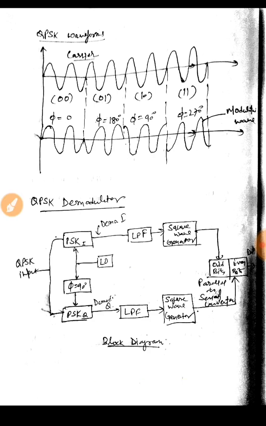So in this lecture we have seen two digital modulation techniques, that is differential phase shift keying and quadrature phase shift keying. So this is it for this lecture.